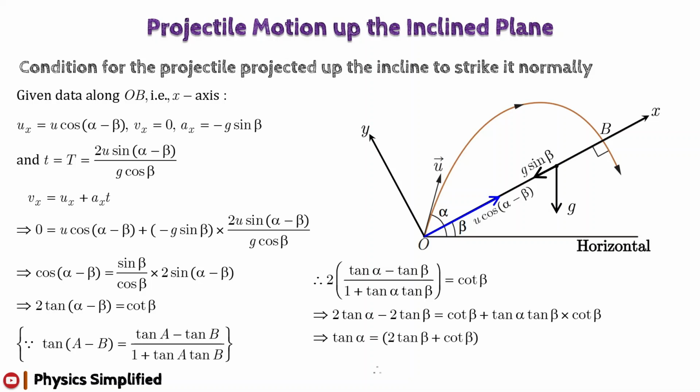Therefore, alpha is equal to tan inverse of 2 tan beta plus cot beta. So, if a projectile is fired up the incline from the bottom of the plane at this angle with the horizontal, it will strike the inclined plane at the given point normally.